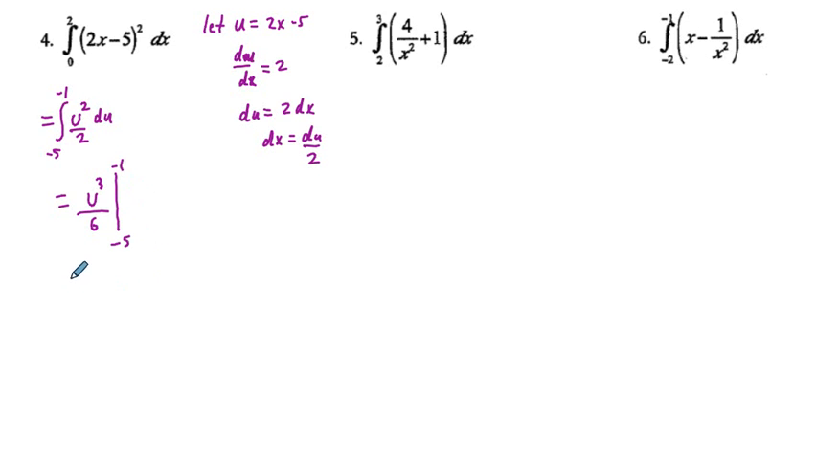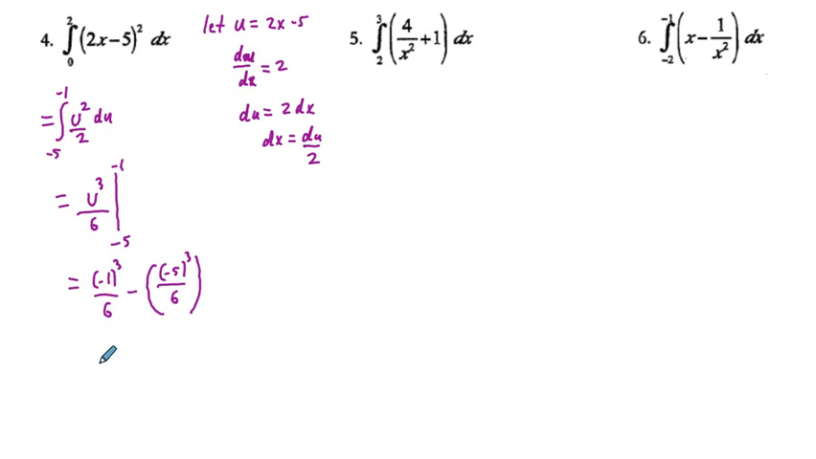And now just working below here, we're going to substitute in negative 1. So we're going to have negative 1 cubed over 6, and we're going to have minus, make the big parentheses here, negative 5 cubed over 6, and really that's going to be it.